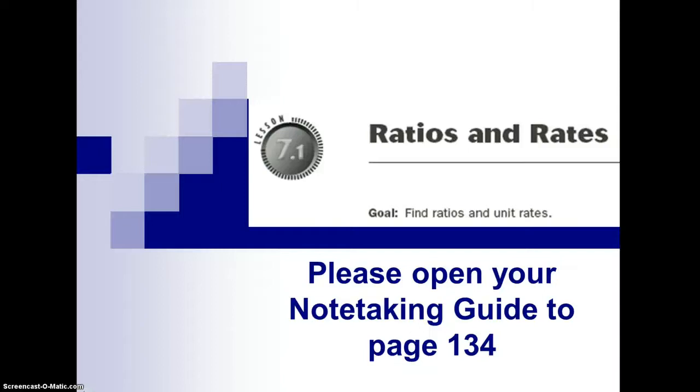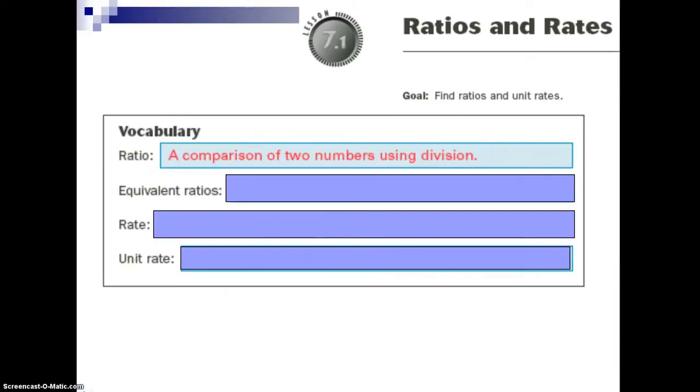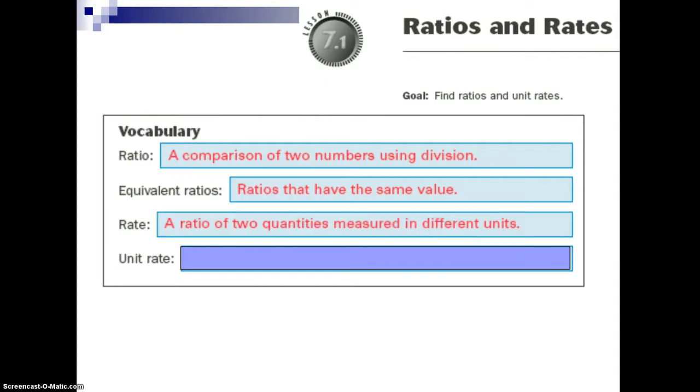Lesson 7.1, Ratios and Rates. A ratio is the comparison of two numbers using division. Equivalent ratios are ratios that have the same value. A rate is a ratio of two quantities measured in two different units. Unit rate is a rate that has a denominator of 1.